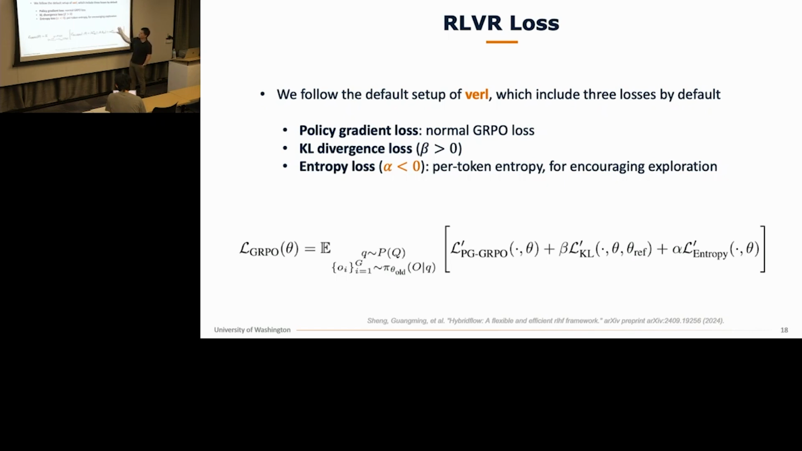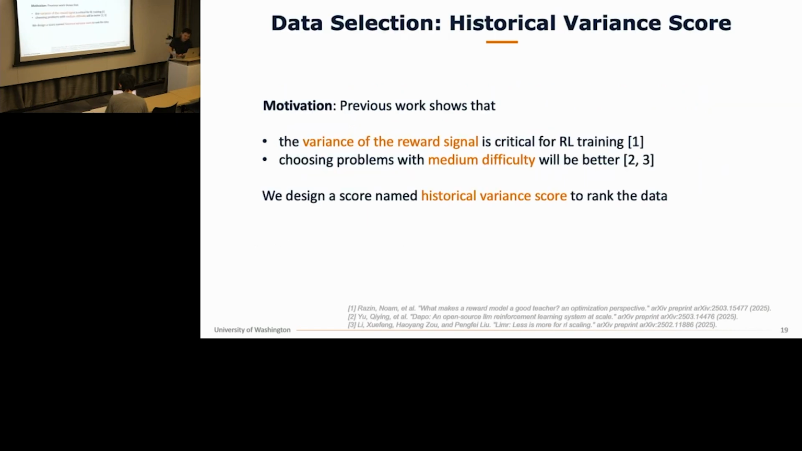And basically, you just need to tune three kinds of terms. One is the policy gradient loss. One is called the KL divergence. There's also another term called entropy loss, which is a standard entropy formula, with alpha smaller than 0. Basically this term encourages you to output something more random, closer to the uniform distribution. Okay, so how do we do the data selection?